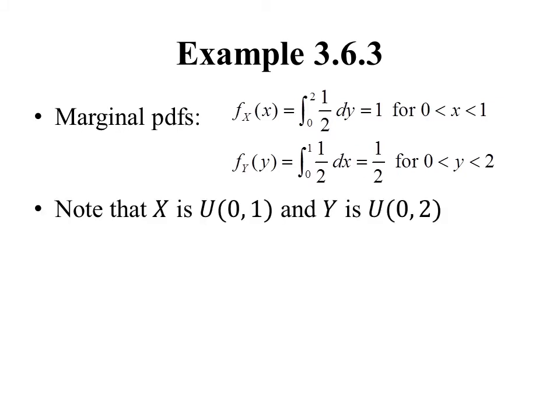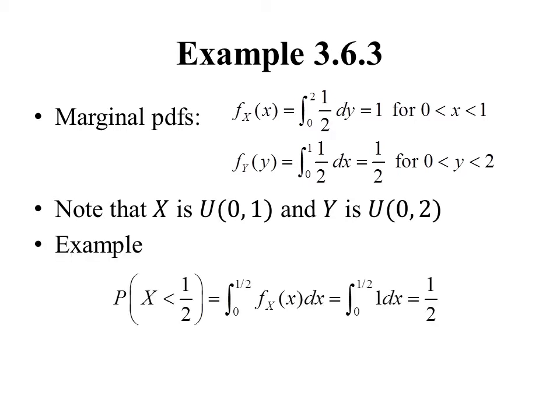Okay. One thing this tells us is that X takes on values from 0 to 1, and it has a constant PDF. That means that X is uniform over that interval. Likewise, Y takes on values between 0 and 2 and has a constant PDF, and so it is uniform over that interval. So X and Y all by themselves are uniformly distributed.